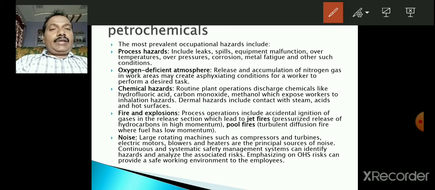And chemical hazards: the routine plant operations discharge chemicals like hydrofluoric acid, carbon monoxide, and methanol, which expose workers to inhalation hazards. And dermal hazards include contact with the steam, acids, and hot surfaces.